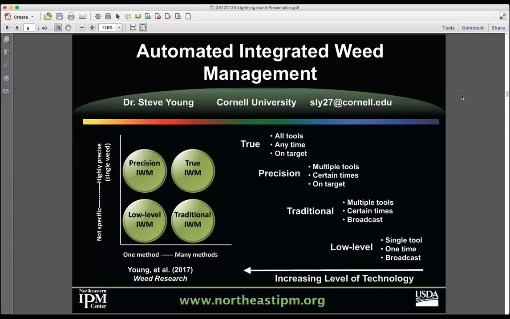And this is basically a conceptual diagram. I know it's heavy on the text, so if you just bear with me, you can see there's a figure in the lower left-hand corner area. These are some conceptual ideas where we've been putting together how to address integrated weed management. If you go across the bottom, the x-axis, there's one method to many methods. You go up and down the y-axis, from not specific to highly specific. And going down here, increasing level of technology goes from low level, traditional, to precision. So I would encourage you to read our paper and contact me if you have any questions. I think I'm done.